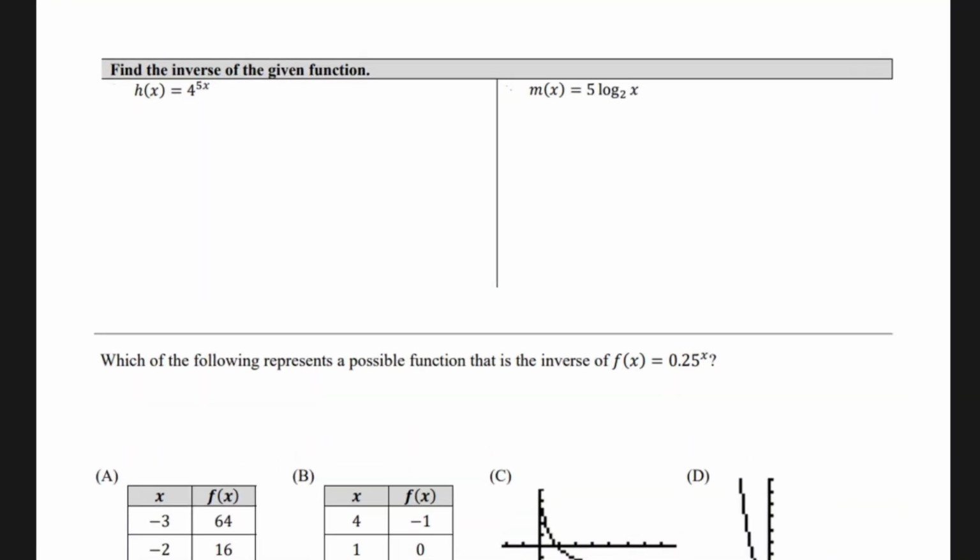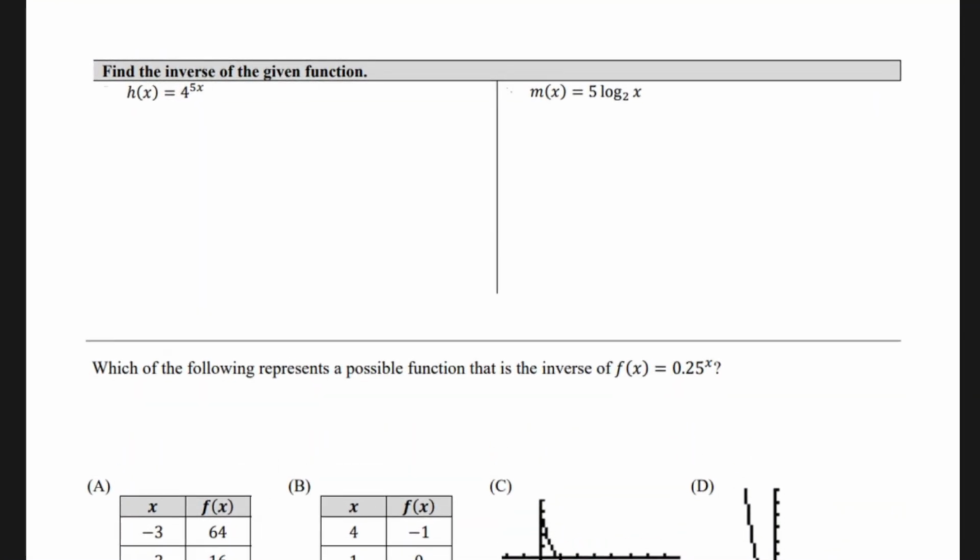All right, my poor eyes. Find the inverse of the given function. Let's do this the old-fashioned way. Well, we will use some of the shortcuts, but I'm not just going to say, why don't we just set that equal to y and do what we did at the beginning? No, we're going to do this the old-fashioned way. I'm going to call u y to make life easier. Y equals 4 to the 5x power.